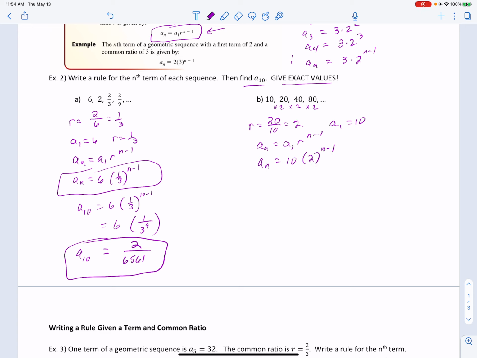Again, do not make the mistake of thinking that's 20 to the n minus 1. It is not. That's the wrong order of operations. You must take 2 to the power before multiplying by 10. So that's as simplified as it's going to get for the general term. That's part of your answer. And then plug in to get the 10th term.